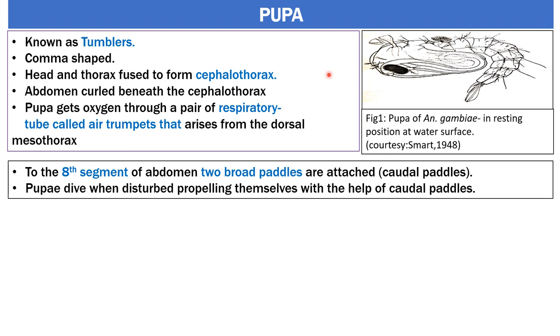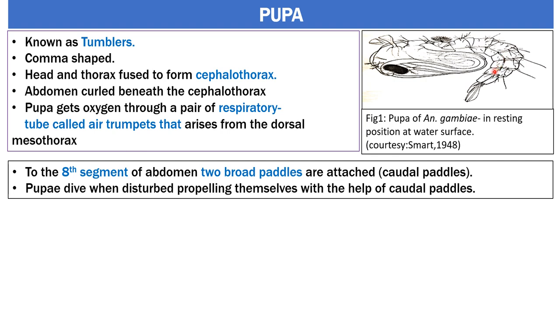In figure 1, I am showing the pupa of Anopheles gambiae, which is in resting position at water surface. You can see the comma-shaped structure. Head and thorax fuse to form a common structure called cephalothorax, and abdomen curled beneath the cephalothorax.